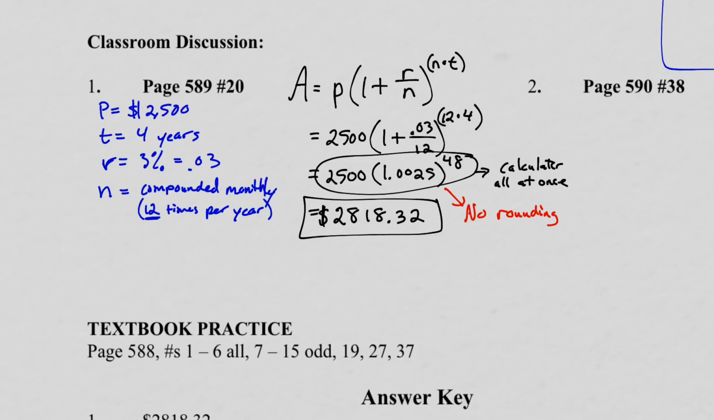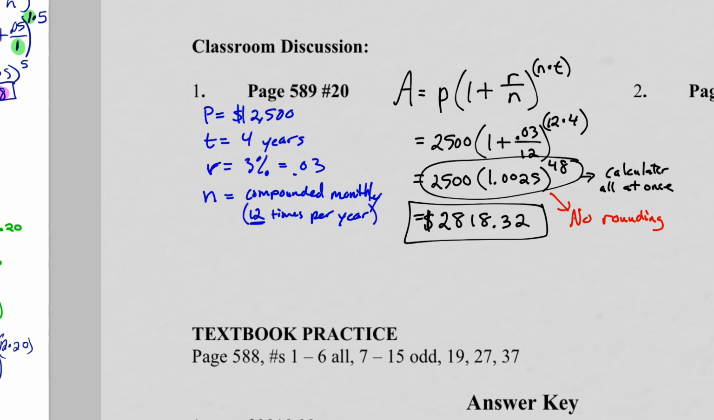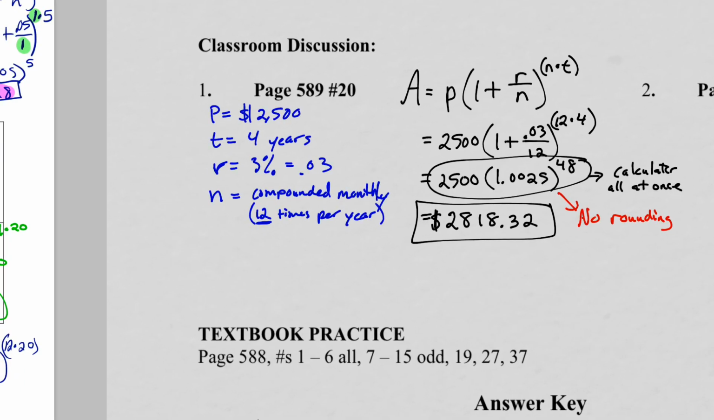Now, how much would she have made, Mary, if she would have had this in a simple interest account? So let's just for fun compare to simple interest. For a simple interest scenario, it's just going to be 2,500 times 0.03 times 4 years. And if you type this in, you're going to get $300.